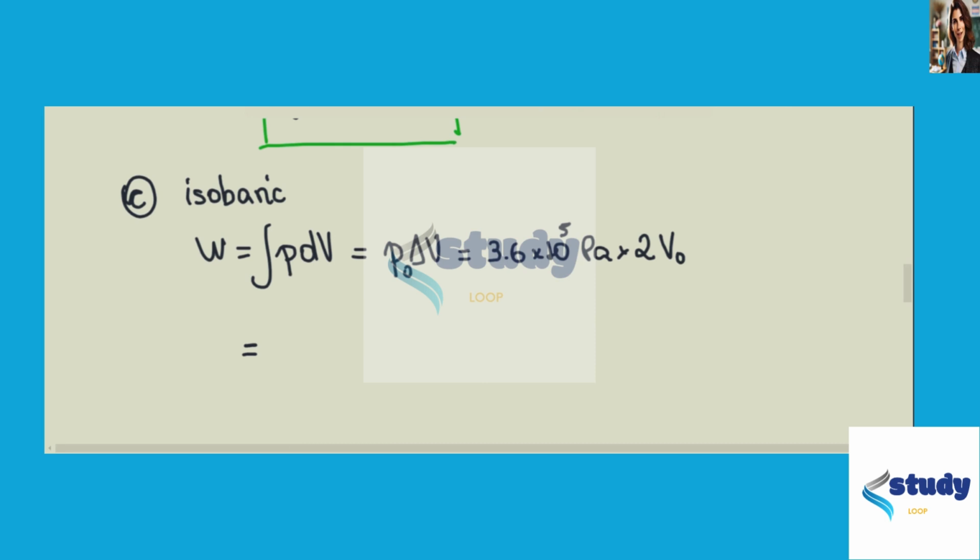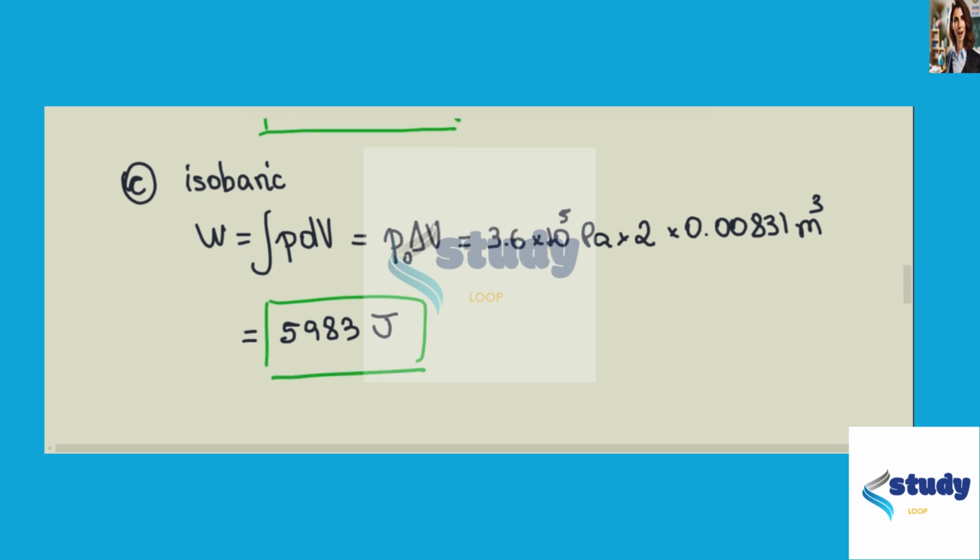So V0 is 0.00831 as we calculated in the previous exercise, which means that W is 5,983 joules.